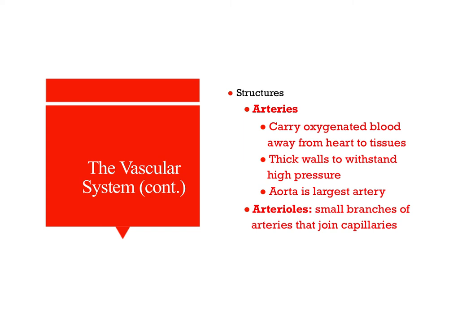All right, so we have arteries. They carry oxygenated blood away from the heart into the tissues, okay? Our arteries have thick walls so that they can withstand high pressure, and the aorta is your largest artery. These are important facts to know, okay? And then arterioles are the smallest branches of arteries that join to the capillaries. That is also important to know, okay?